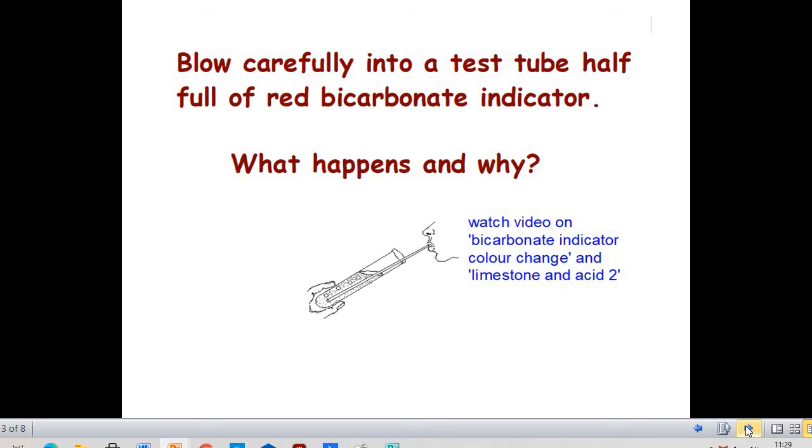Then I want you to watch the video on bicarbonate indicator colour change and limestone and acid 2. So blow carefully into a test tube half full of red bicarbonate indicator and what happens and why. So watch those 2 videos. They're on Moodle.